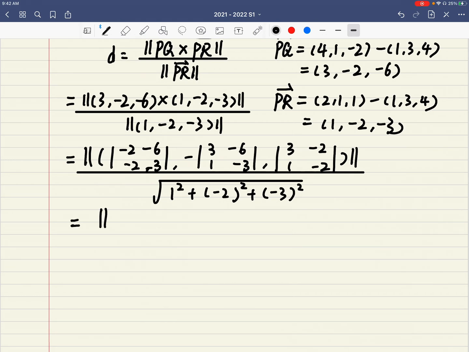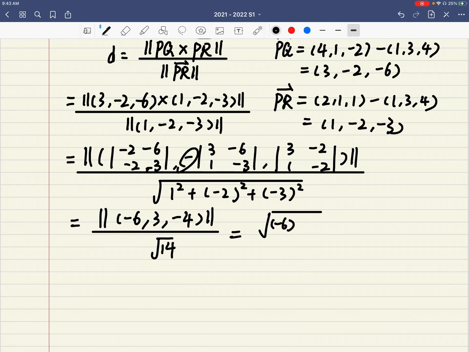So let's get the determinant. The determinant is the product of this diagonal minus the product of this diagonal. So it's 6 minus 12, it's -6. And here is the product of this diagonal minus the product of this diagonal. So it's -9 minus -6, it's -3, and with an extra negative sign, it's 3. And here it's -6 minus -2, so it's -4. Over the bottom, the bottom is the square root of 14. Then the top is the square root of (-6) squared plus 3 squared plus (-4) squared, over the square root of 14. So it's the square root of 61 over 14.